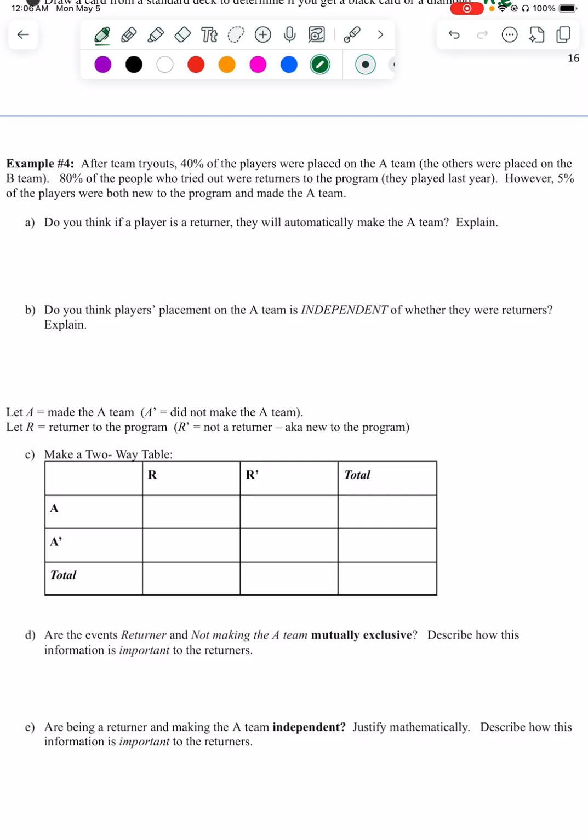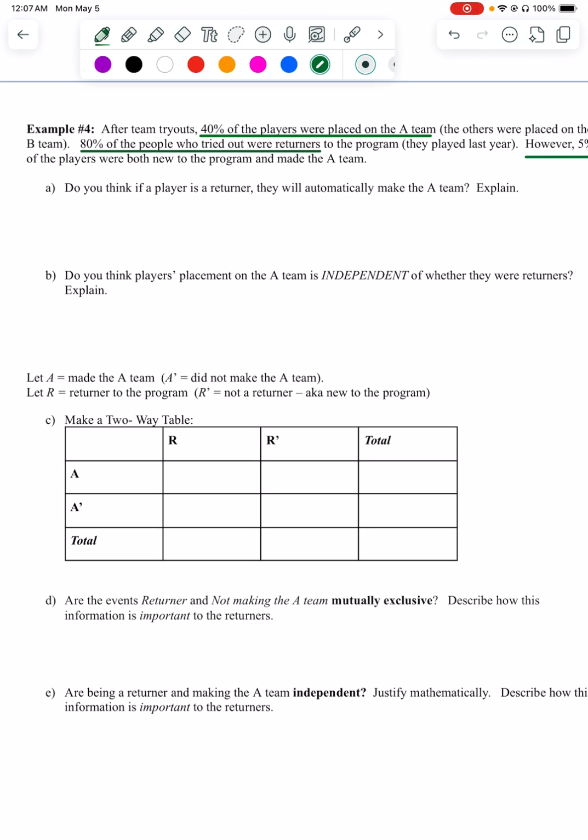So again, we had tryouts. 40% of the players were placed on the A team, and the others were on the B team. I mean, 60% of players, right? And then we have 80% of people who tried out being returners. However, 5% of the players were both new to the program and made the A team. So for us to be able to answer these questions, let's try to fill out the table first and go back to the question.